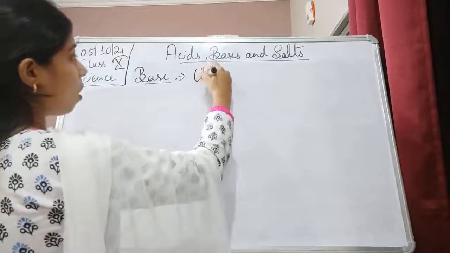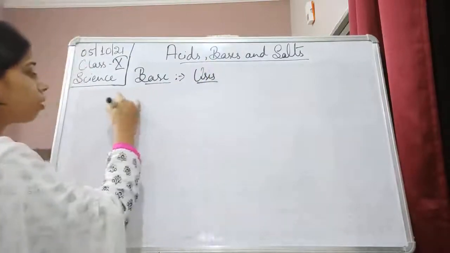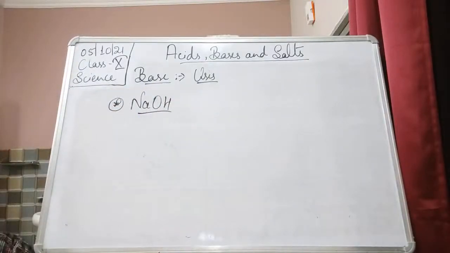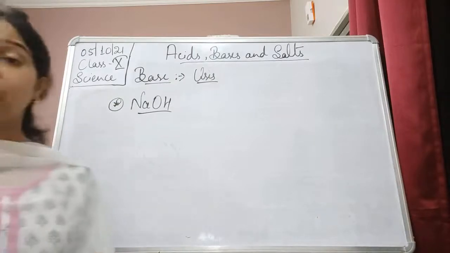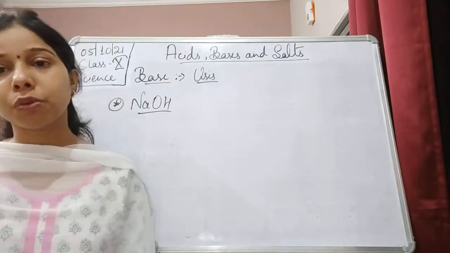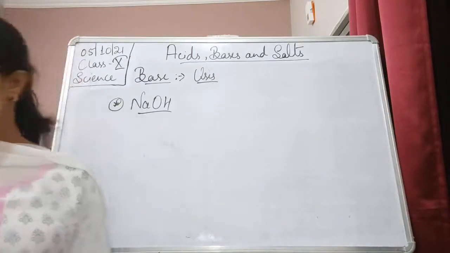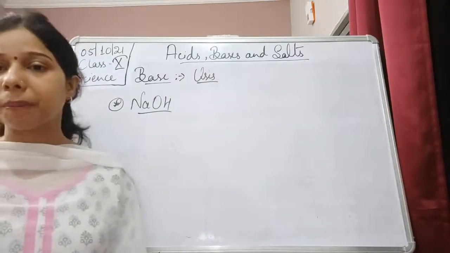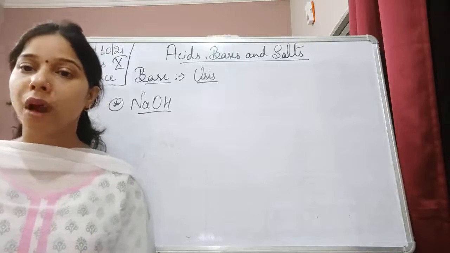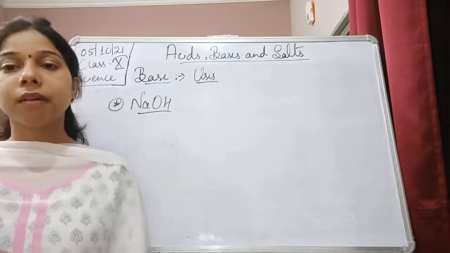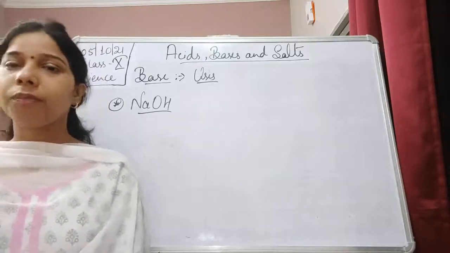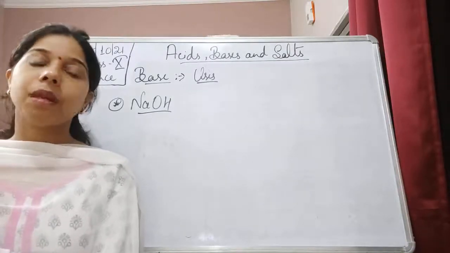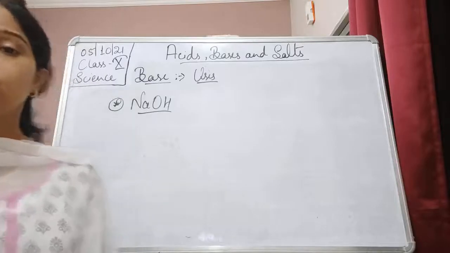Uses. The first one is sodium hydroxide, NaOH. NaOH is a very strong base and it is used in the manufacture of soap. It is also used in the manufacture of synthetic fiber, as well as in the paper industry. So it is used in making rayon. Rayon is what? Rayon is a synthetic fiber. So synthetic fiber, rayon, as well as soap.